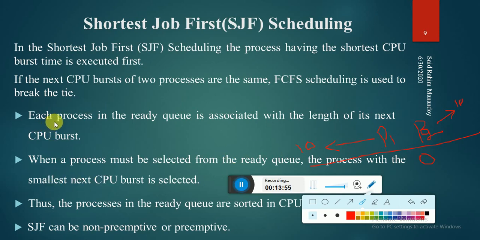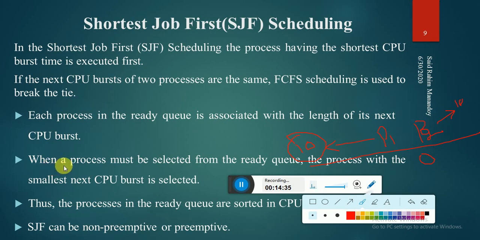Now, so look at this one: each process in the ready queue is associated with the length of its next CPU burst. This means each process in the ready queue has a value for how much CPU time it needs. Now this is so difficult. When the process has not yet entered the CPU, how do you predict how much CPU time it needs? Sometimes the child process is created there, so this is a challenge.